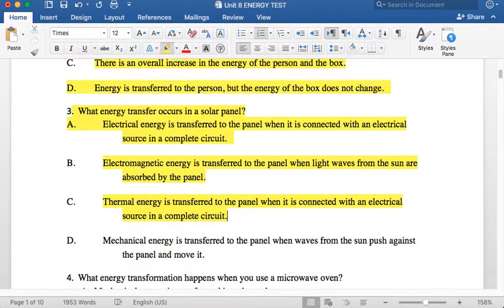C. Thermal energy is transferred to the panel when it is connected with an electrical source in a complete circuit. Or D. Mechanical energy is transferred to the panel when waves from the sun push against the panel and move it.